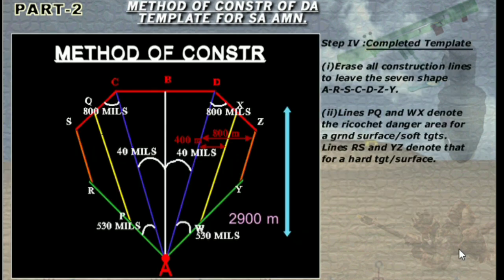Step 4. Completed templates. Erase all construction lines to leave the shape AR, SC, DZ, Y. Here, lines PQ and WX denote the ricochet danger area for a ground surface, oblique soft targets. Lines RS and YZ denote the area for a hard target, oblique surface. Finally, check all angles and scale distance.